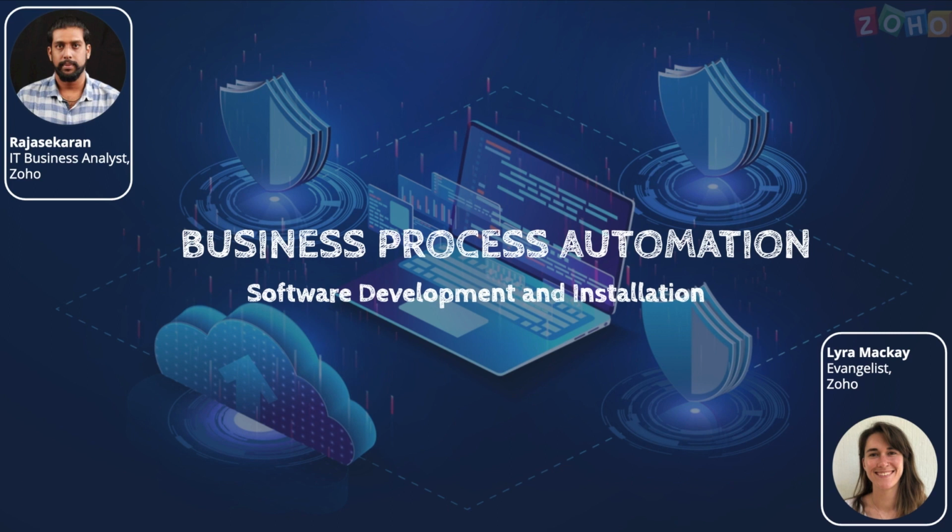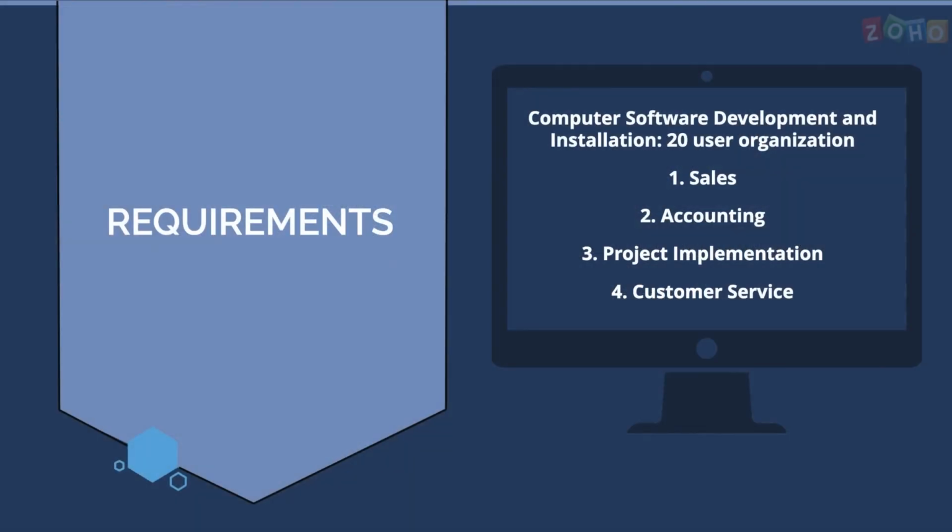software development and installation company with multiple teams. The idea for this video is to show you how Zoho applications can streamline several business processes. Before we get into it, here's a bit of background. The organisation has a team of 20 employees managing sales, accounting, project implementation, and customer service.